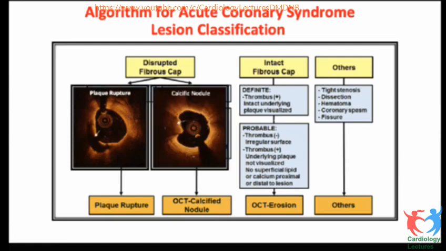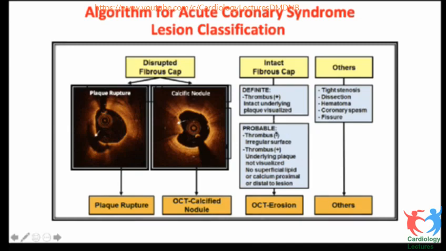The second one, you can just see that there is a disruption of your fibrous cap and a protruding calcium into the lumen. This is the third common abnormality, that is called calcified nodule. It constitutes about 5% of all your ACS.